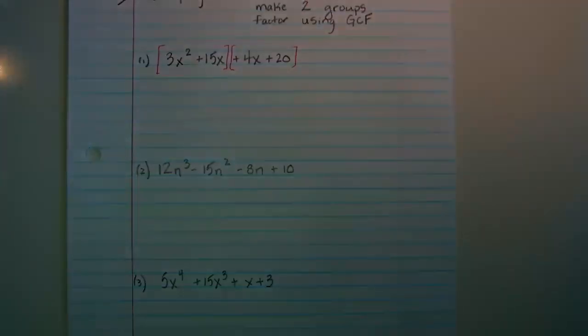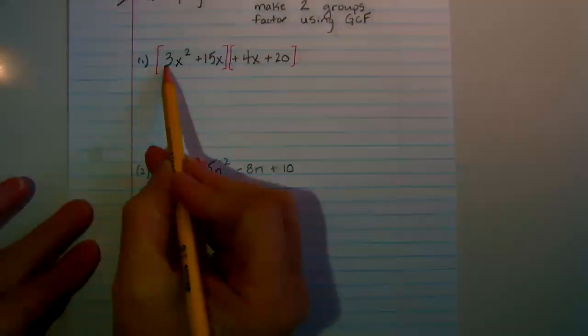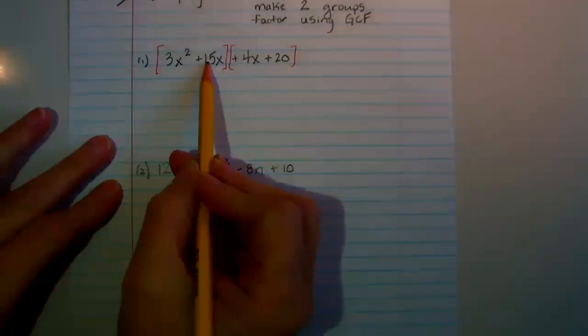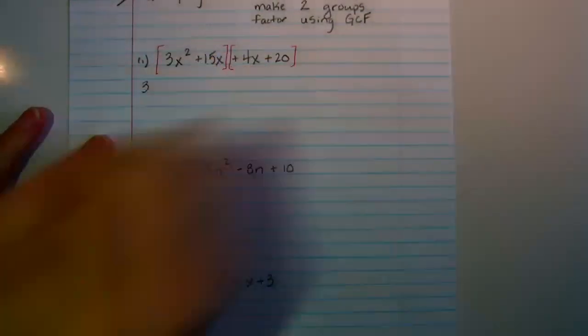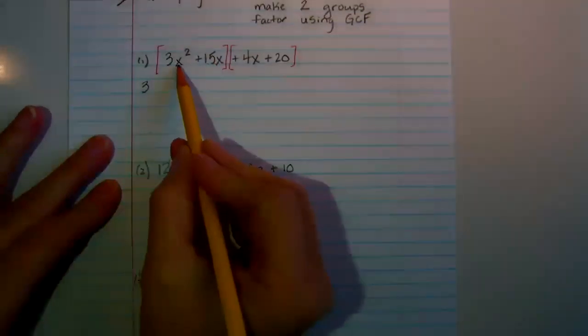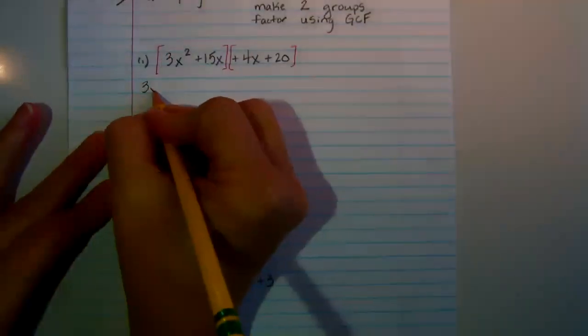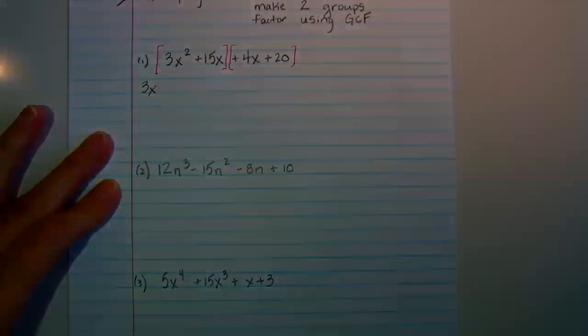Once you do that, we're back to taking a look at each little group and finding a GCF. The GCF could be a number, a variable, or a combination of those two, so you just have to look and see what they have in common. In my first group, as far as my numbers, I have a 3 and a 15. Both of those have a common factor of 3, so I'm going to write down a 3. As far as the variables, this one has an x squared and this one has an x, so they have at least one x in common. So my GCF is going to be 3x. I'm going to write that down in front.